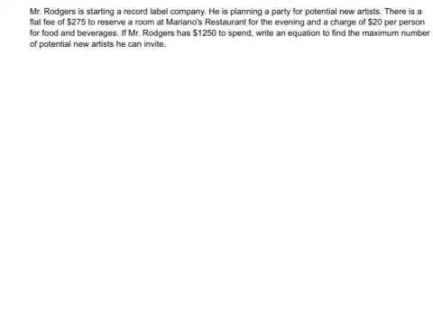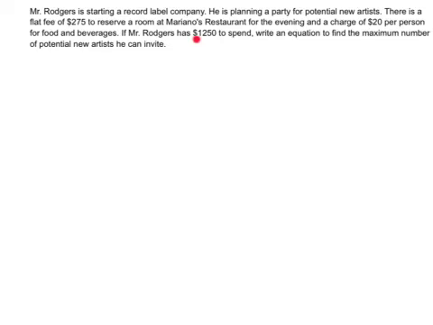That is important, so let me just point that out with my laser pointer because it's really cool and I want to use it. So a flat fee of $275. That means that it's one time, it doesn't change, to reserve a room at Mariana's restaurant for the evening, and a charge of $20 per person. This per person is going to change because the number of people could change. $20 per person for food and beverages.